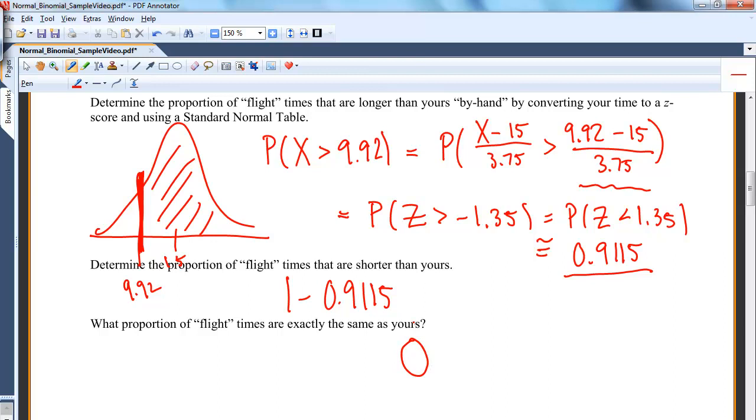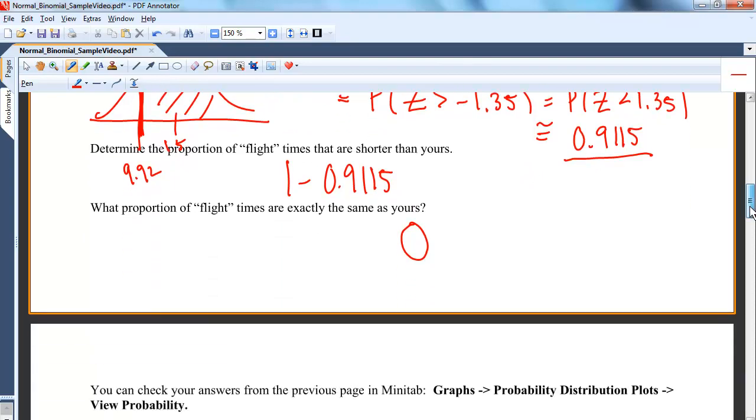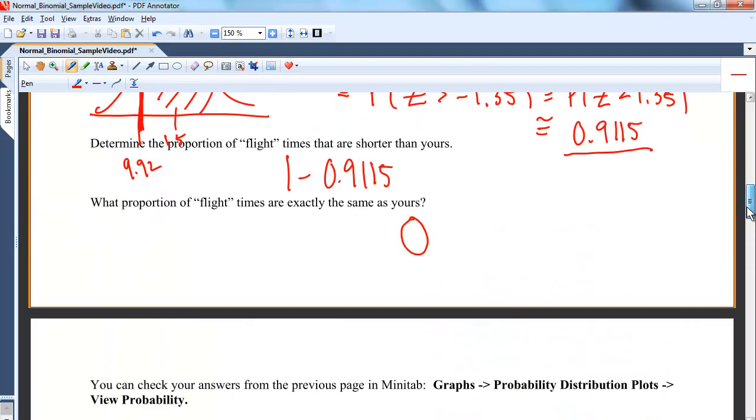Unless, again, we said we rounded to 2 decimal places, I'm sure somebody else has 9.92. But in reality, if I strung this out to the exact amount of time, there would be nobody else agreeing with me or having the same time. Okay, so let's check all this in Minitab.